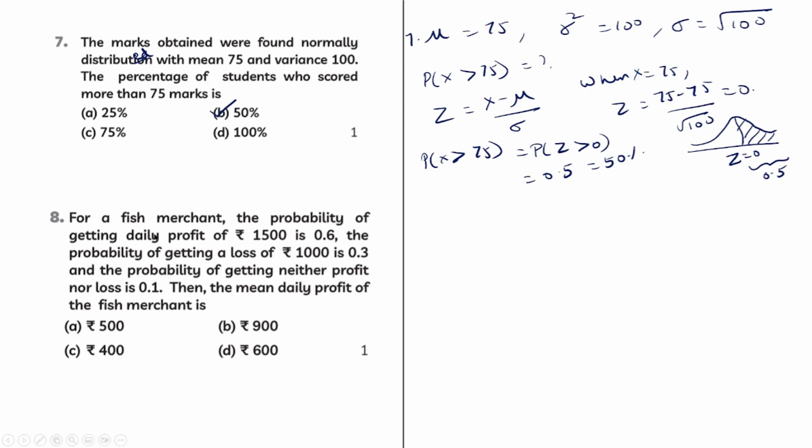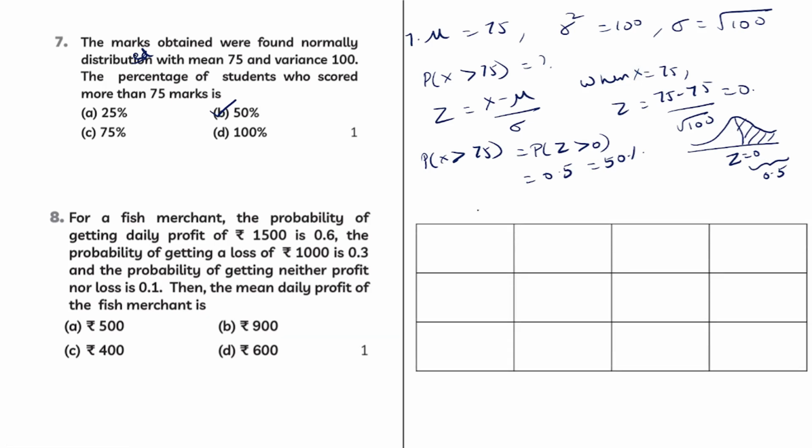Next question. For a fish merchant, the probability of getting daily profit of rupees 1500 is 0.6. The probability of getting a loss of 1000 is 0.3, and probability of getting neither profit nor loss is 0.1. Then the mean daily profit of the fish merchant is. So this is a probability distribution.